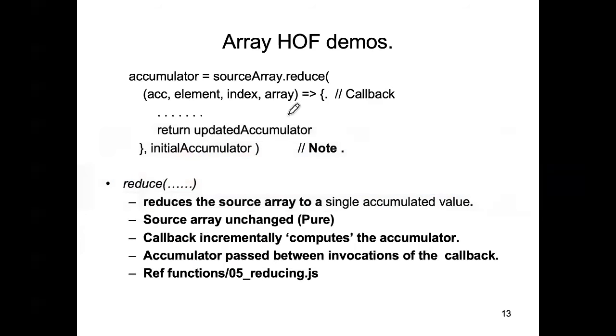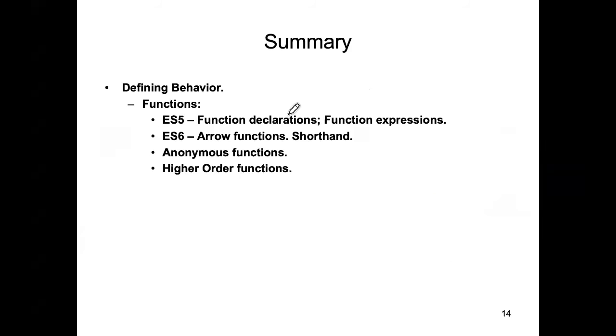Right, so that was by way of illustrating this notion of higher order functions. And again, we just used a particular case study to demonstrate them, but we'll see higher order functions all over our code base. So in summary, we have function declarations, function expressions, arrow functions, shorthand versions of the arrow functions, and anonymous functions, which we've seen a lot of now.